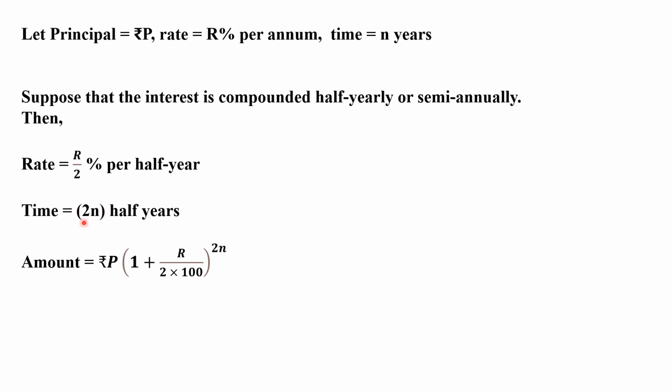Because now you have to compound it half yearly. And time will become 2N because in 1 year there are 2 half years, so here you have to multiply by 2. And the compound interest formula will remain the same, which is amount minus principal. So now we will see a few questions based on it.